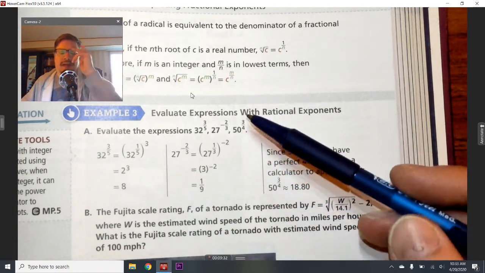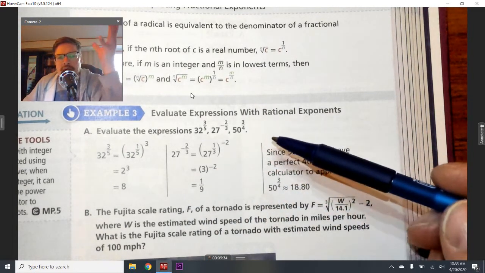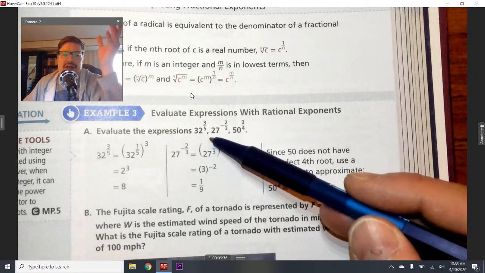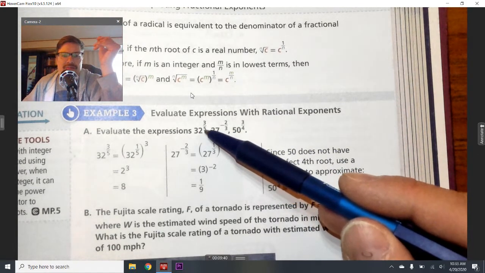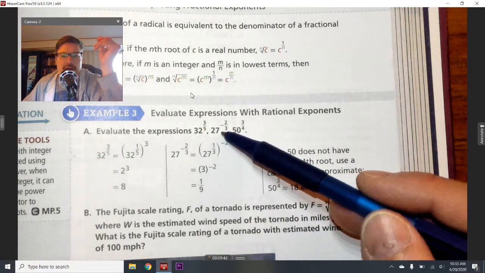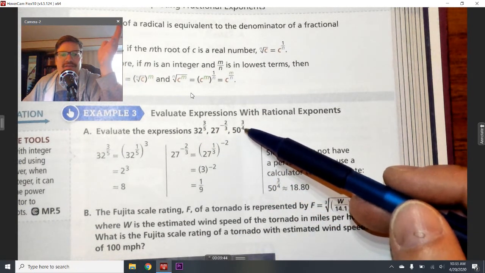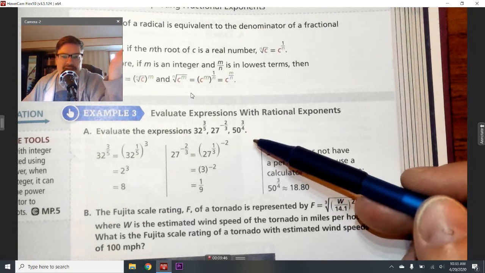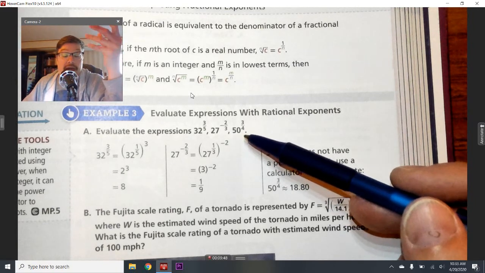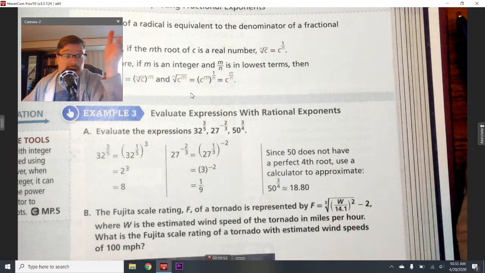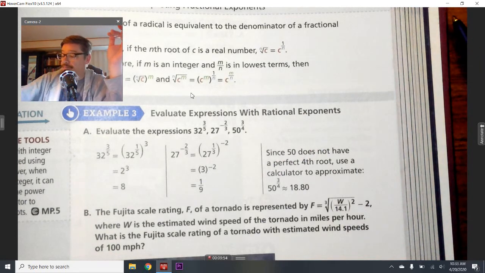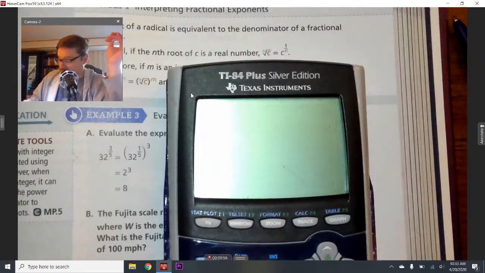Okay, so now 50 to the 3/4. Now in real life, what usually happens is that you don't have these perfect roots. Like 2 to the 5th power is very convenient here. 3 to the 3rd power is very convenient, but you can't take the 4th root of 50. It's a huge decimal, and that's okay. Actually your calculator can raise things to a power like this. So I'll just show you right here.